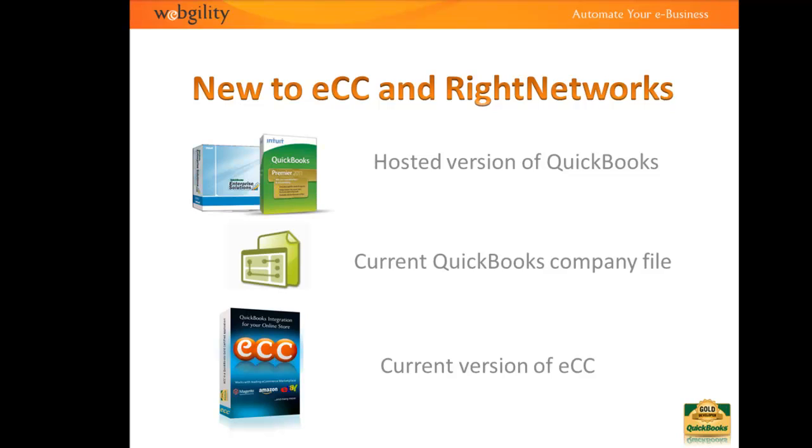I'm going to talk about some client scenarios. So for someone who's new to ECC, if they're trying out the trial for ECC and also they have Right Networks, they're going to have a hosted version of QuickBooks so that they'll just be able to utilize their QuickBooks. If they're using a current company file, they can connect to that too. And Right Networks will also load them a version of ECC.